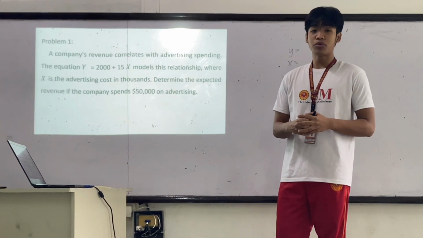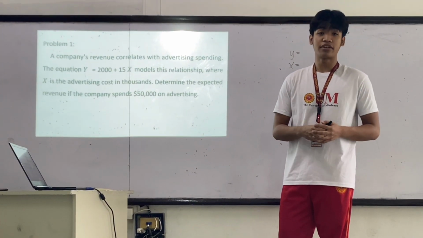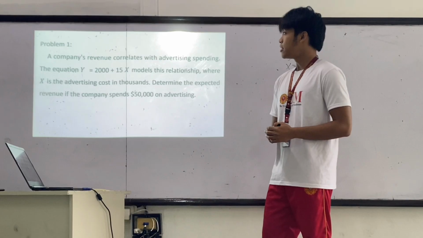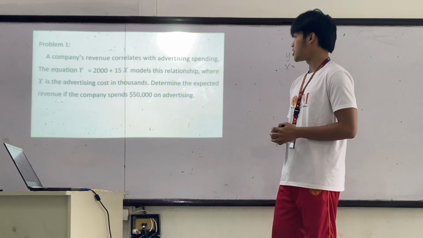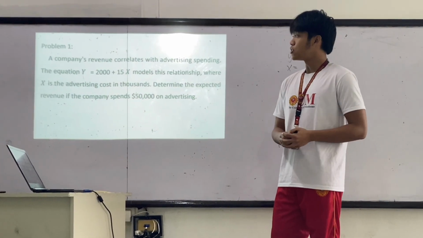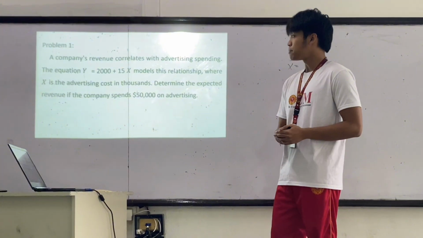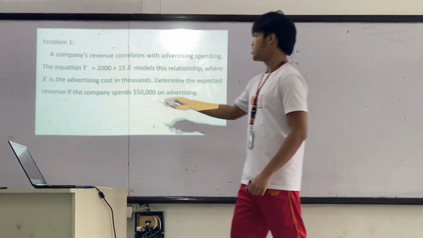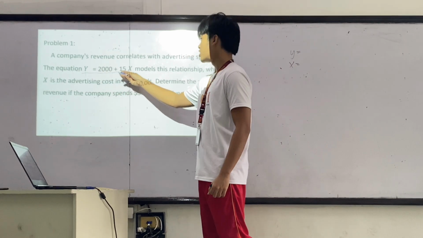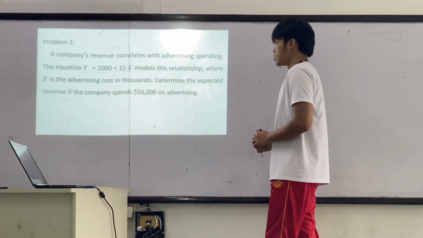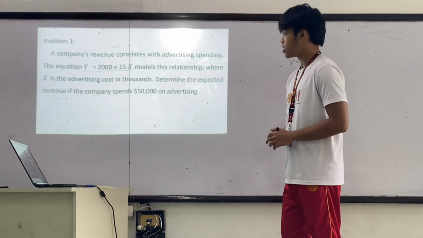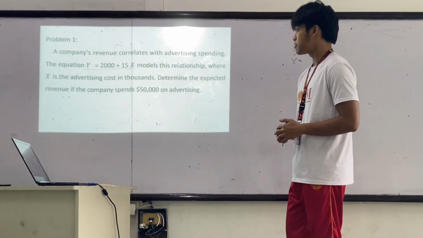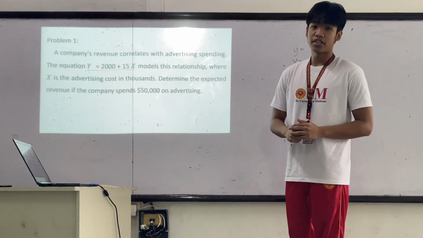the simplest one, which is a simple linear regression. So the problem says that a company's revenue correlates with advertising spending. The equation y equals 2000 plus 15x models this relationship. So this is our equation for this problem, where x is the advertising cost in thousands. Determine the expected revenue if the company spends 50,000 on advertising.